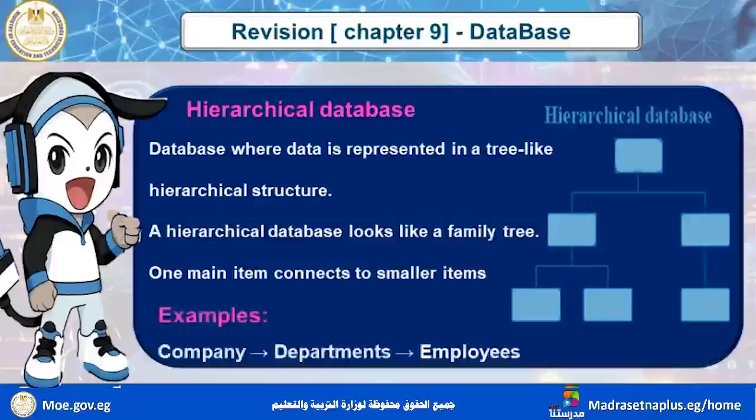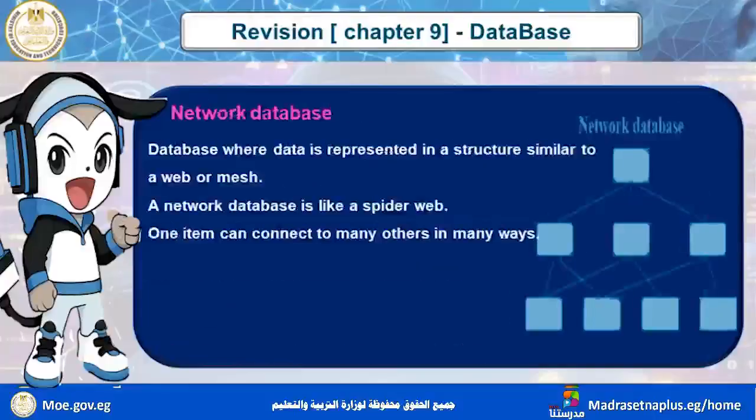For example, let's say that the main item here is a company, and these are the departments, and these are the employees in each department. So the main item here is a company. The smaller items are departments of the company, and the smaller items below are employees of each department in the company.